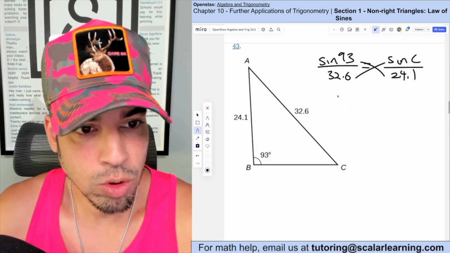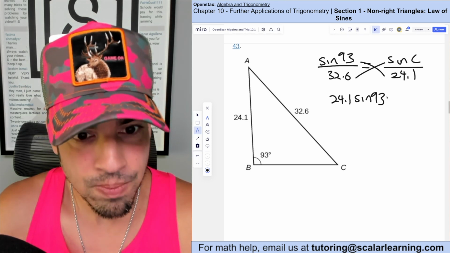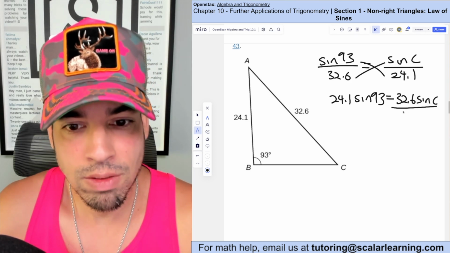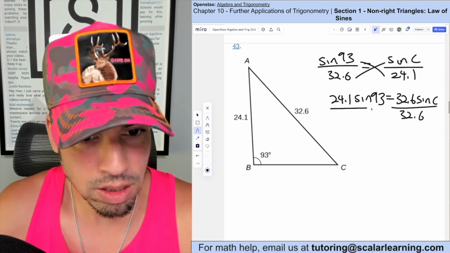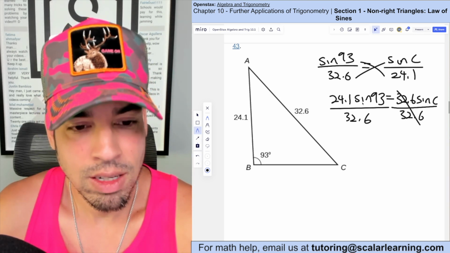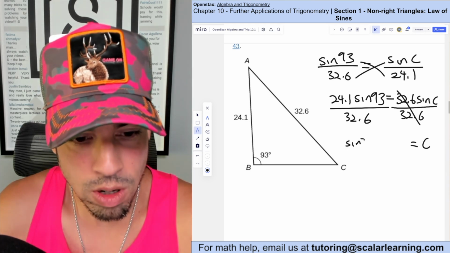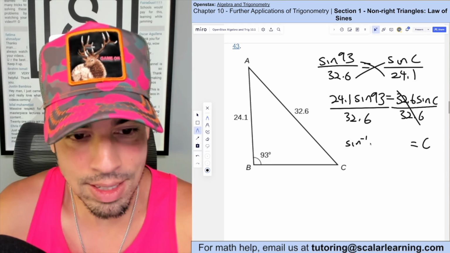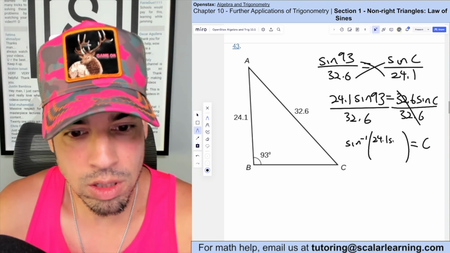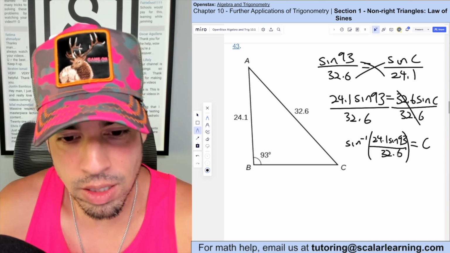Then we're going to cross multiply. We got 24.1 times sine of 93 is equal to 32.6 sine of C. Then we're going to divide by 32.6 on both sides. Boom, boom. And then we got sine of C equals this. Now to calculate C, we have to take arc sine of this quantity. That's like the opposite of sine, so that isolates the C. So we take arc sine of 24.1 sine of 93 over 32.6. Let's plug it into Desmos now.